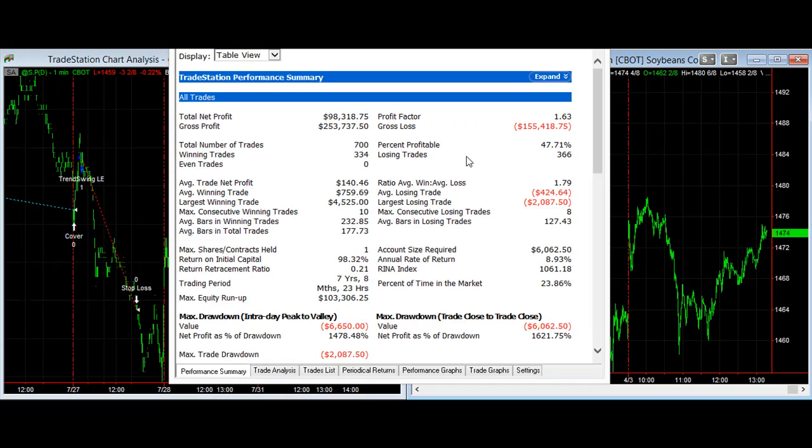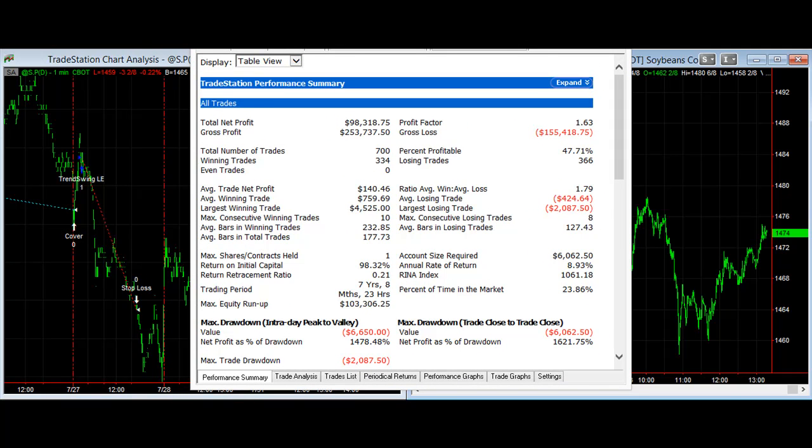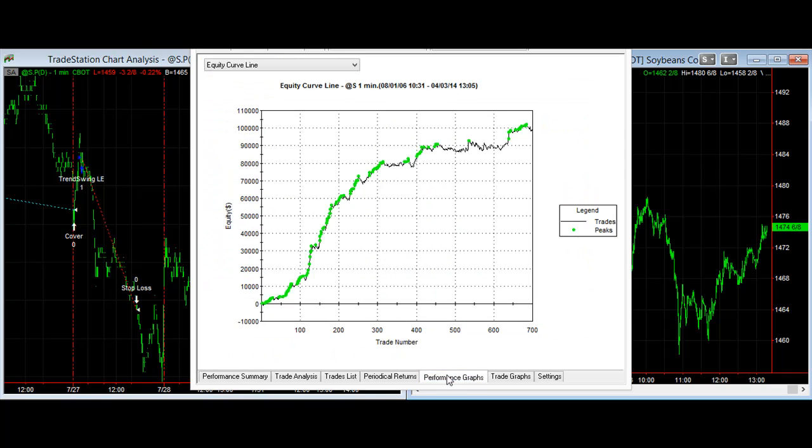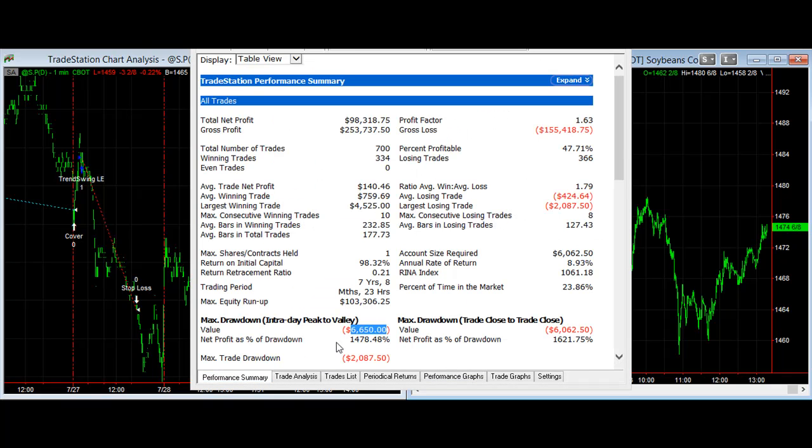So taking a look on the right, you see 8/1/2006 to the current date. Here are the results. Average trade profit. Here's the drawdown. And here is the equity curve. So what happens before 8/1/2006? Take a look at this drawdown. It's about the same. We got 700 trades now.